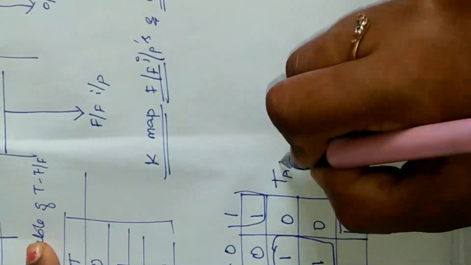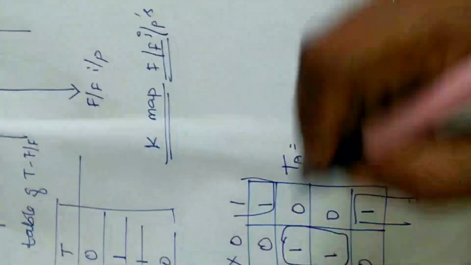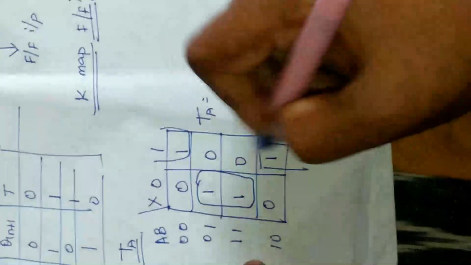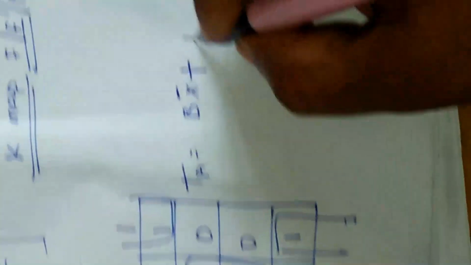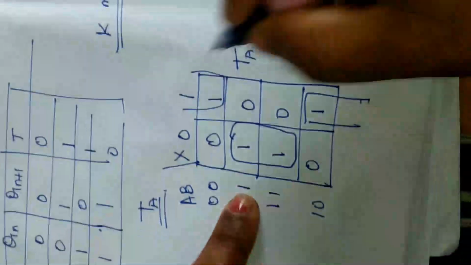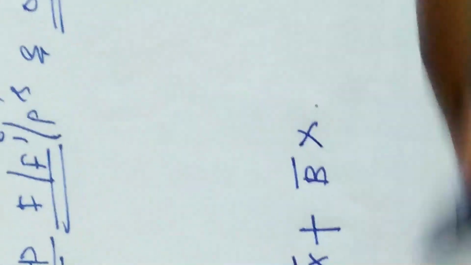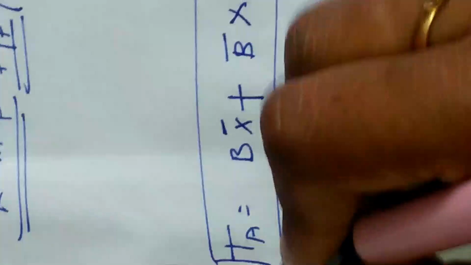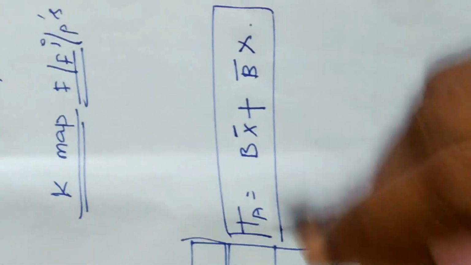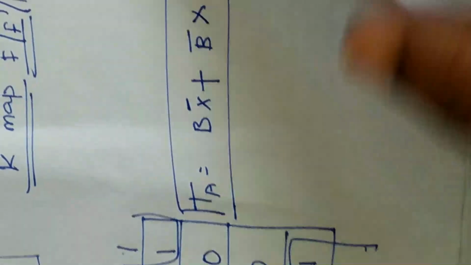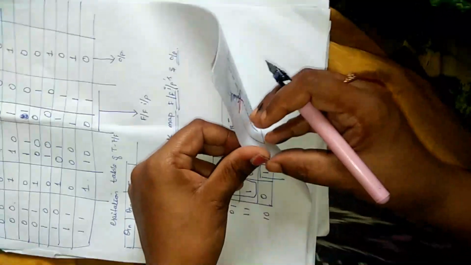So what will be the expression of my TA? So here B is common. So B is common over here. Its corresponding column is X bar, plus here if I take B bar as common, its corresponding column is X. Okay, so this is my expression for TA. Correct? Yes.